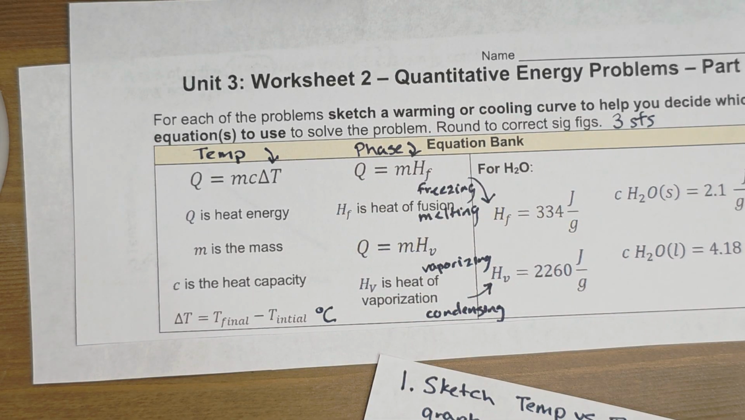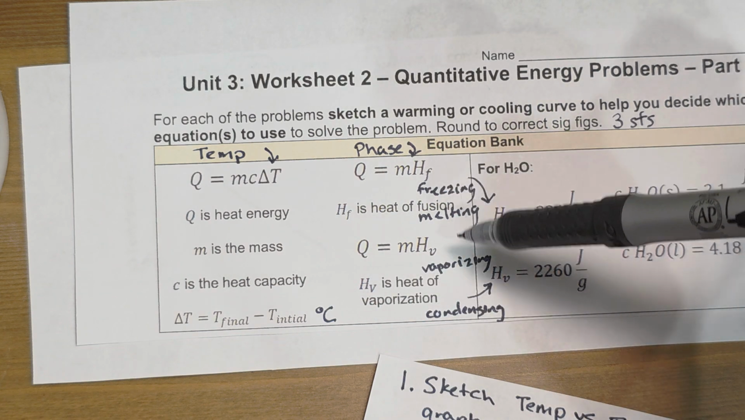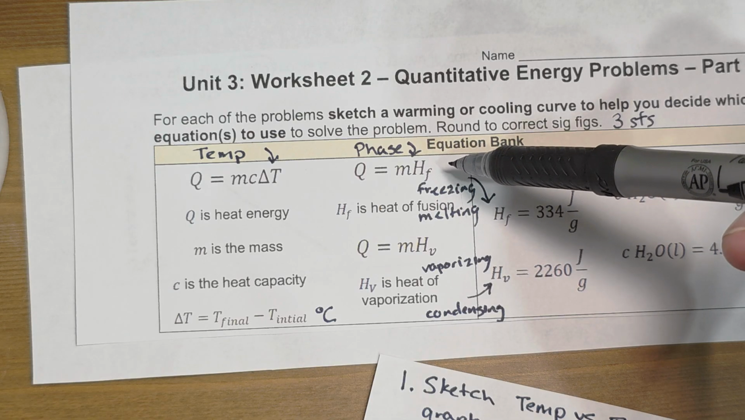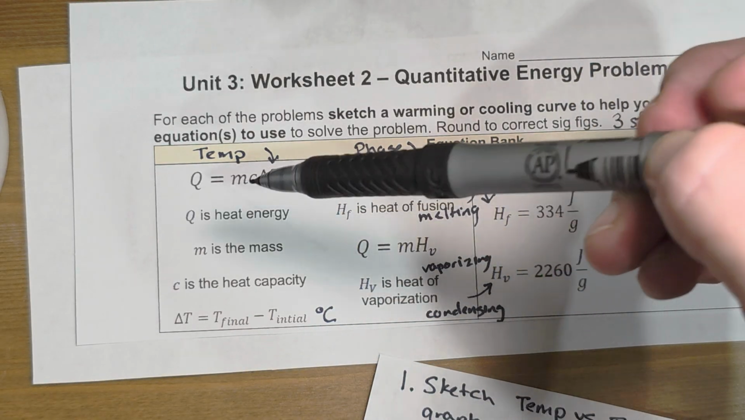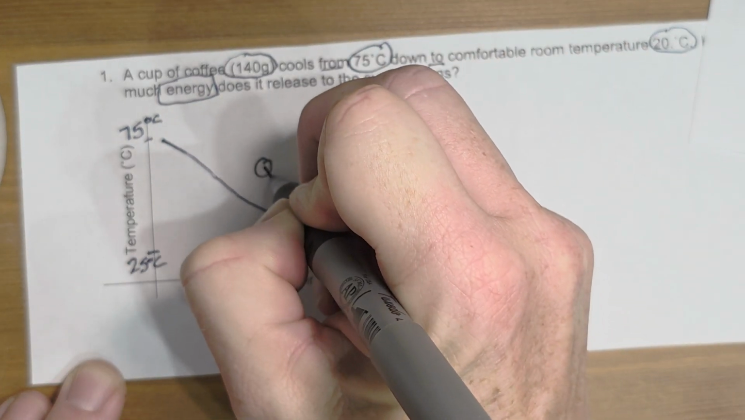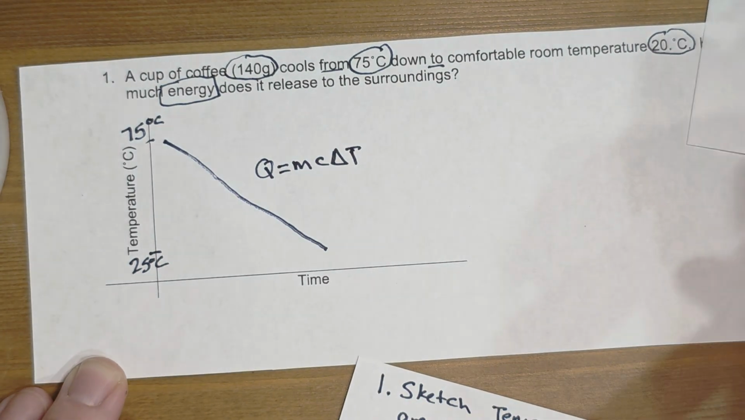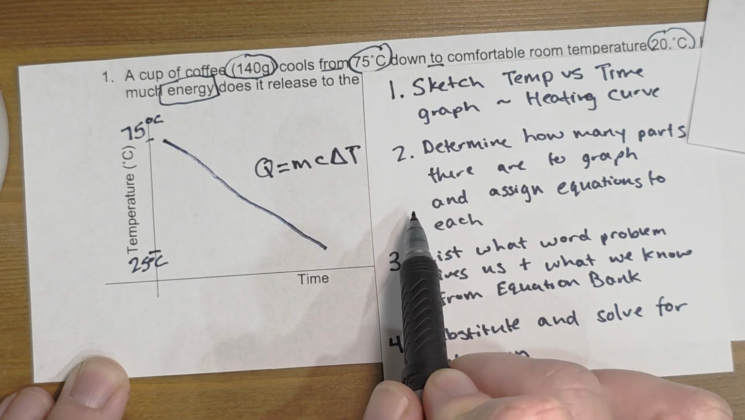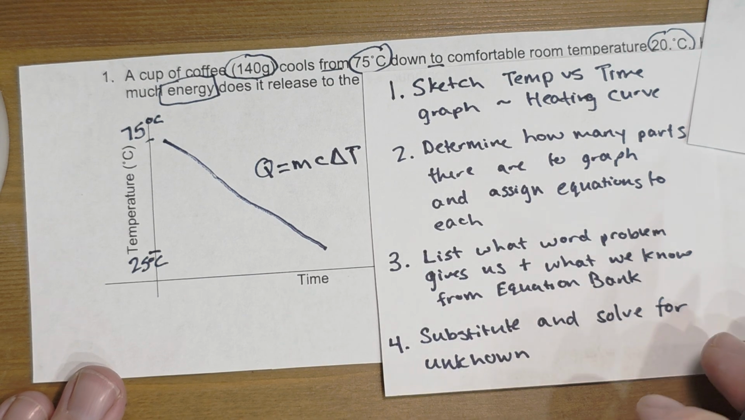Okay, which equation is it gonna be? Well, we just talked about how our temperature is nowhere near freezing, melting, vaporizing, or condensing point of water, which is 0 degrees or 100 degrees. So the only equation I'm dealing with is Q equals mc delta T. I'm gonna write that up here. Q equals mc delta T. Right, did 1, did 2, now I'm gonna do 3. List what word problem gives us and what we know from the equation bank.